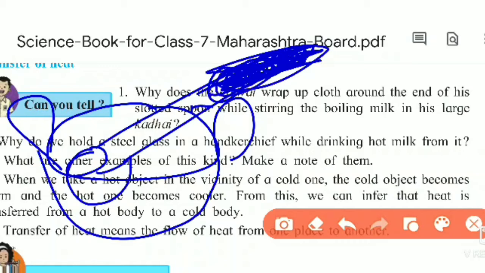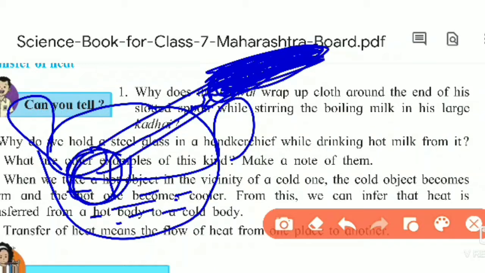The reason is that metals are good conductors of heat. Even if we put only the front part in the milk, the heat is transferred from this part to this part, and it becomes hot. Because of this, the halwai cannot hold it if it is hot. If we wrap it with cloth, he does not experience the temperature of the spoon.